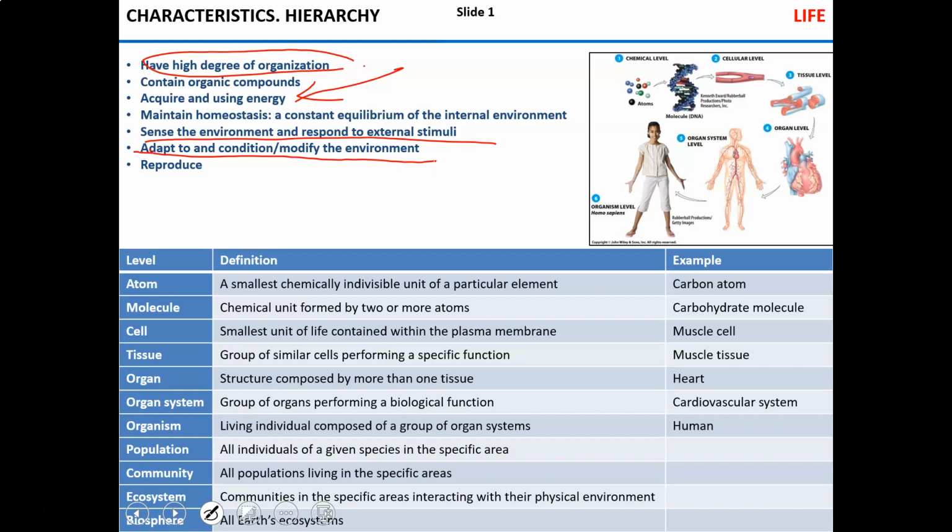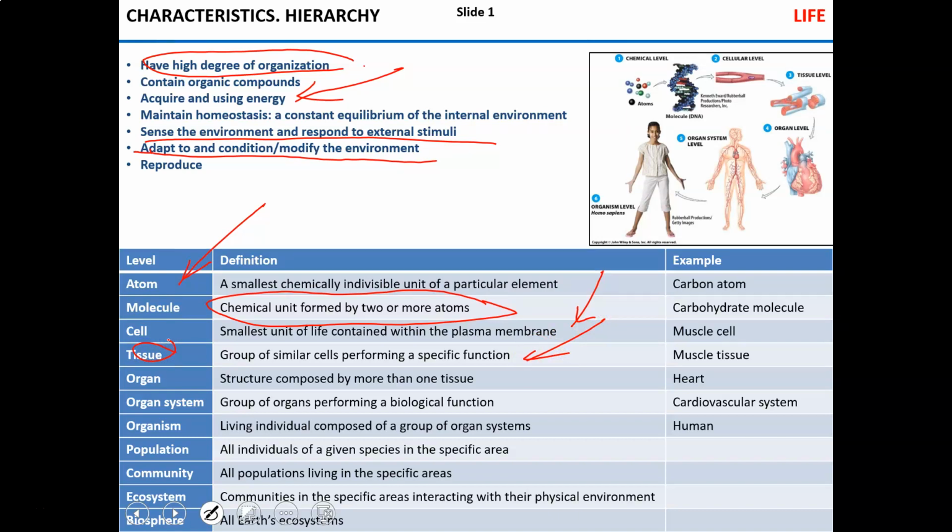So what is the hierarchy of the building blocks of life? It all starts with an atom, which is the smallest chemically indivisible unit of a particular element. When two or more atoms combine, they form a molecule, another chemical unit that consists of multiple atoms. A cell is the basic unit of life that is bound by the plasma membrane. There are multiple molecules inside the cell, for instance, a muscle cell. When similar cells, say muscle cells, group together to perform a particular function, they form a tissue.